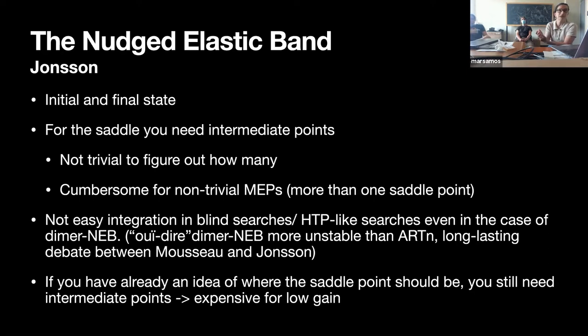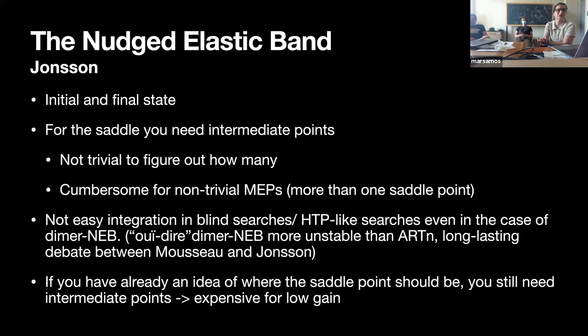It is also cumbersome for non-trivial maps, in the sense that if you have more than one saddle point, you have to cut the story by hand, in parts, to identify them, and it is not easy to integrate the nudged elastic band in searches or in high throughput, in particular if you don't know the final state, which is often what happens when you have something a little bit more complex than the diffusion of a defect in a crystal. So for instance, if you would like to study the reactions during interface growth, this is of course something that you cannot afford, because as soon as you are beyond the first layer, the number of possibilities to figure out the final state becomes, I mean, a power law, you go crazy.